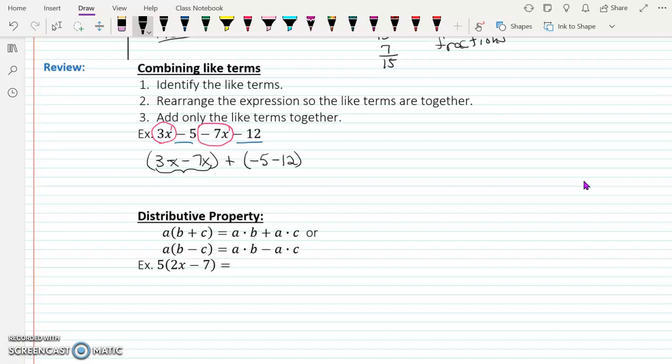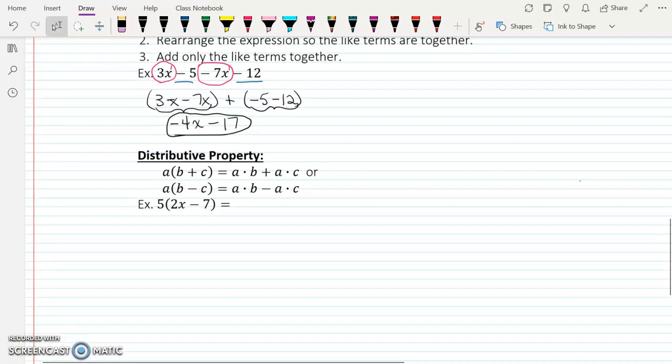3x minus 7x, well 3 minus 7 is negative 4. Those are my x terms. Negative 5 minus 12, that's going to be a negative 17. Those signs are the same, so I'm going to add those numbers together. And they both get a negative on them, so negative 17. And that's how we combine like terms.